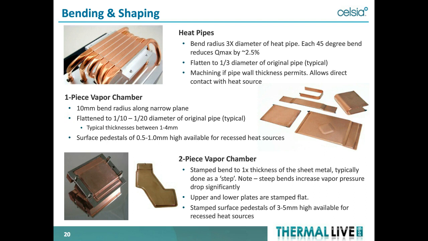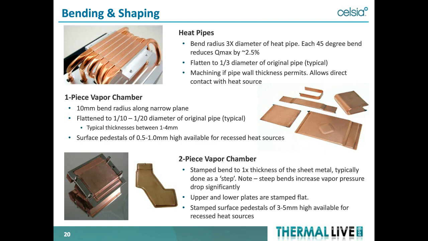So the one-piece vapor chamber, because it's made out of a big tube and flattened, you can bend them. You can bend them along the narrow plane, as you can see in the pictures. The bend radius is typically 10 millimeters. These particular tubes are flattened to 1/10 or 1/20 of the original diameter, but they're designed that way, so they're designed that they can be flattened to that extent. Surface pedestals can be formed into the vapor chamber to extend above the vapor chamber to reach into a recess for the heat source, such as in a processor that's got a stiffening ring around it.